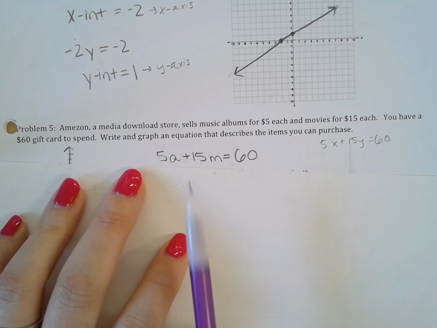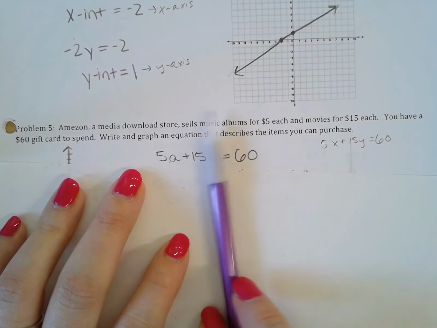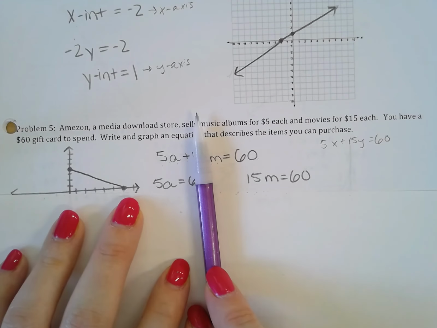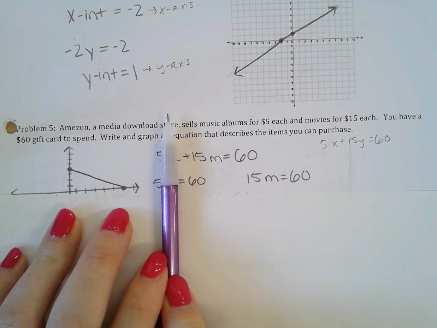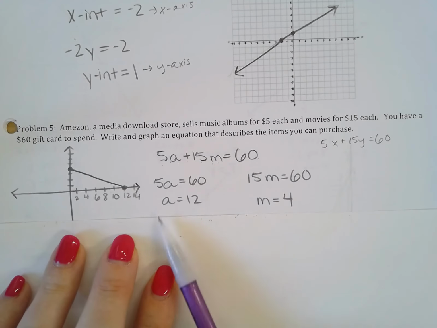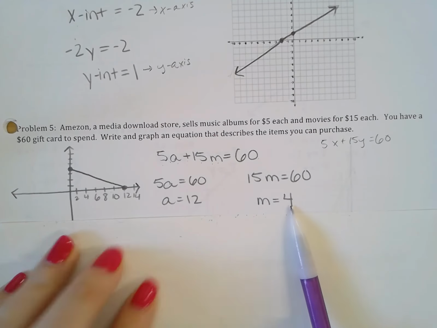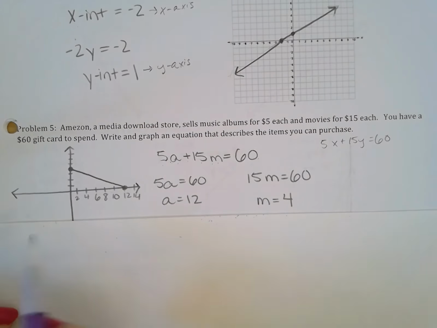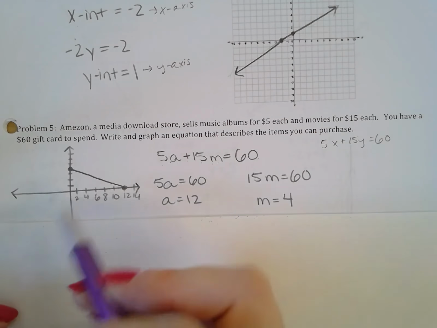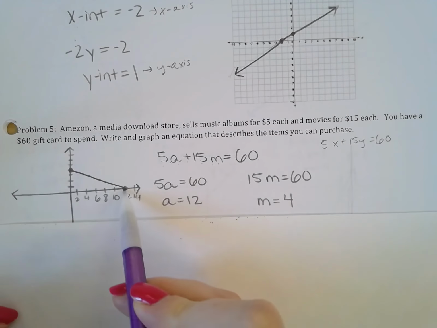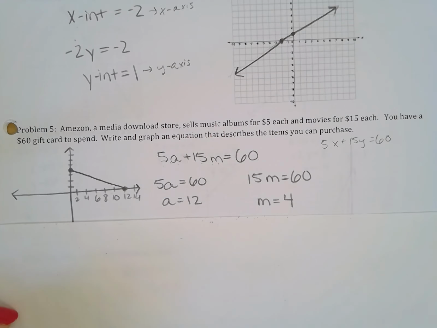So the first thing you're going to do is cover up one of these sections. So have like 5a equals 60 and then 15m equals 60. So your albums should equal 12 and your movies should equal 4. So then all you're going to do is graph. Okay? So I put a dot here at 4 and a dot here at 12 and then connect them.